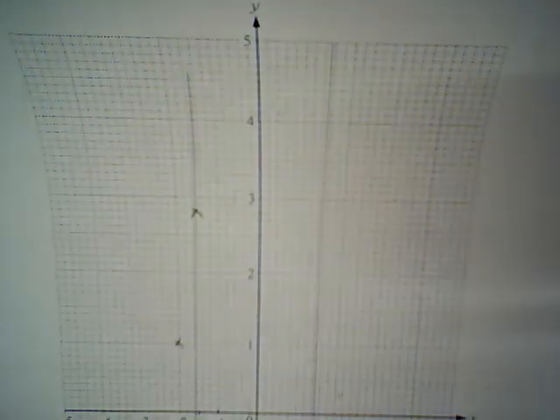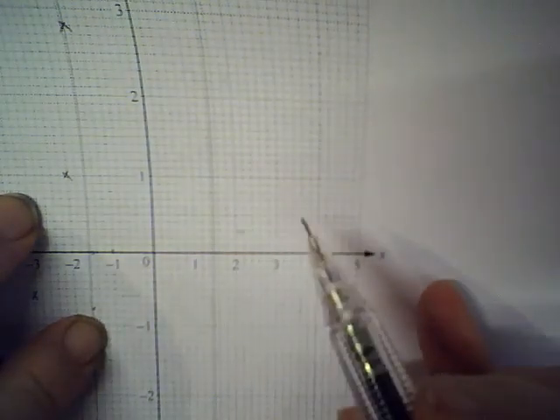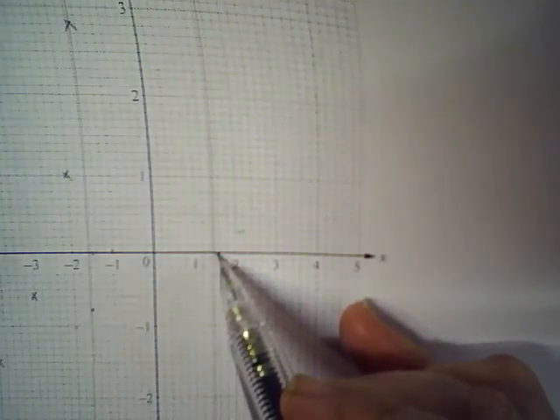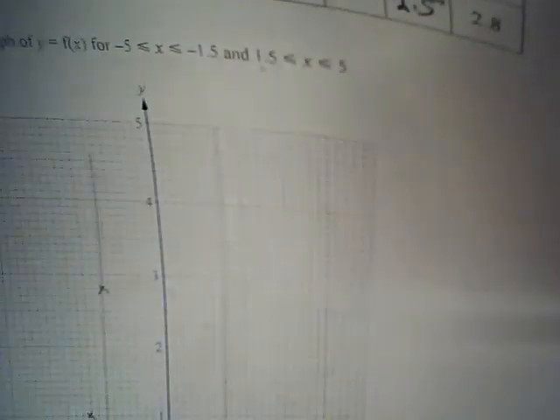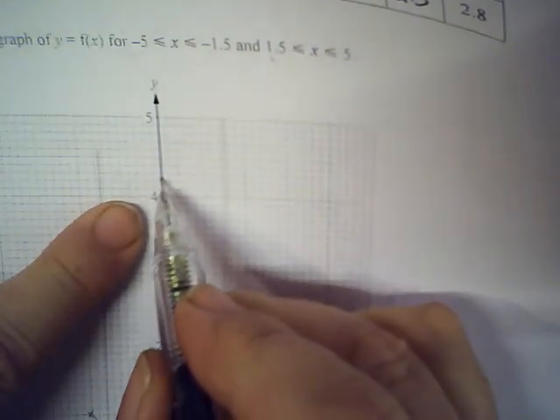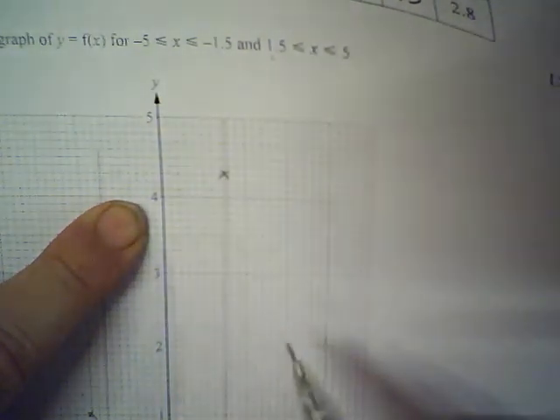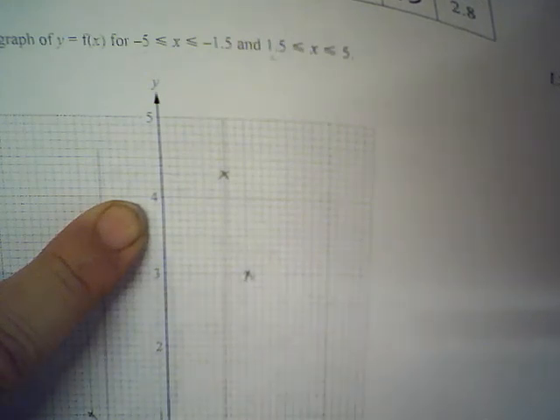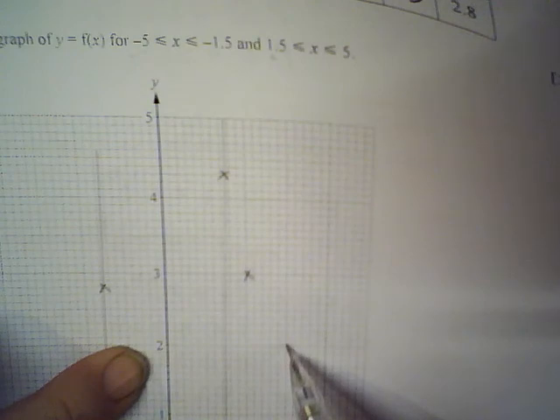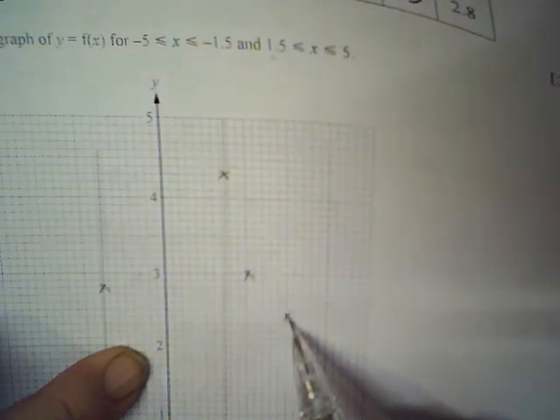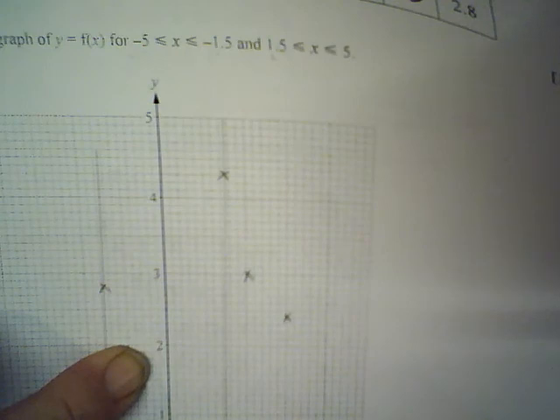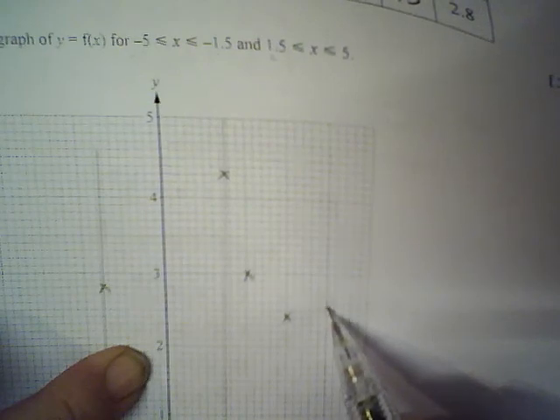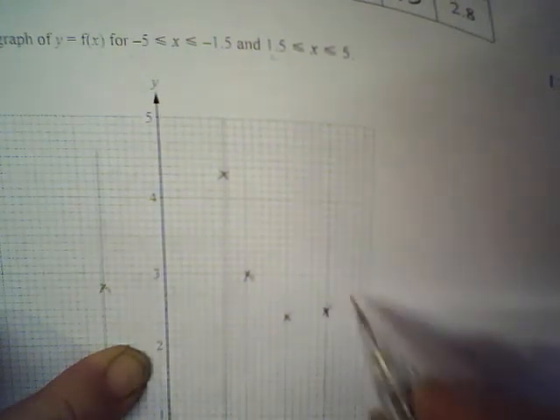Okay. Now let's move to the positive axis, and 1.5 would give me 4.3. It would be way up there. We'll just move it down a little bit. 2 would give me 3. 3 would give me 2.4. 4 would give me 2.5. Just one up. And 5 would give me 2.8.